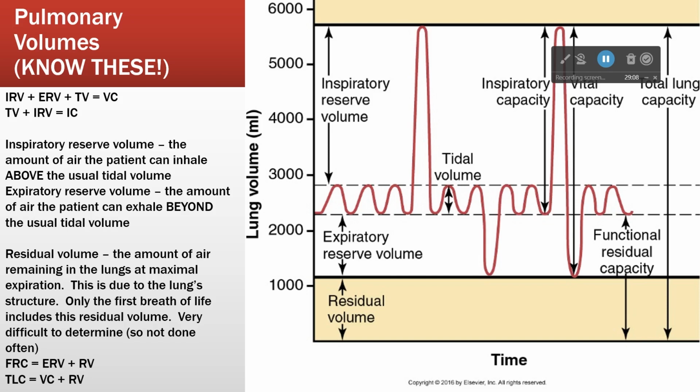Now, let's do some maneuvers. Let's say I have you take the biggest breath in that you possibly could. In other words, make your lungs as big as they can be. So you're going to breathe way in, and you're going to get to the top possible volume of your lungs. So the inspiratory reserve volume is the extra air you inhaled beyond what you normally do. Okay? So that's your IRV.